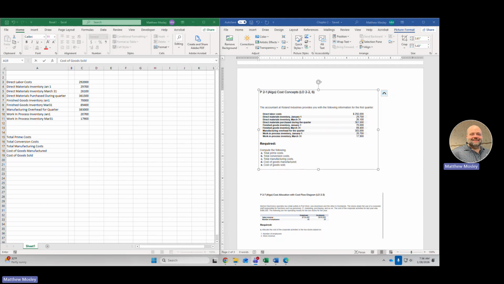Where we left off yesterday, we're working on problem 2.1 in the book. And I've already gone ahead and put over, as you can see, the numbers from here over to here. The accountant at Roland Industries provides you with these things, right? So for the first quarter, what you've got to do is calculate the total prime cost, total conversion cost, total manufacturing costs, cost of goods manufactured, and the cost of goods sold. So I had gone ahead and done prime cost, conversion cost, manufacturing, cost of goods, all that good stuff, right?